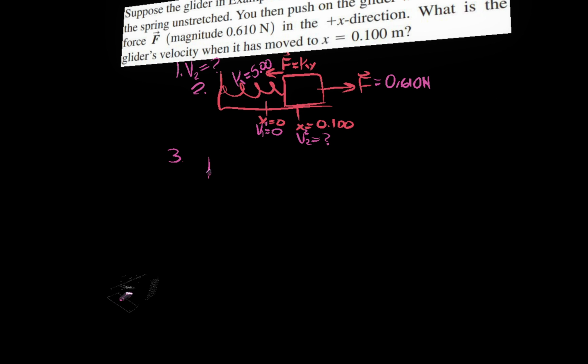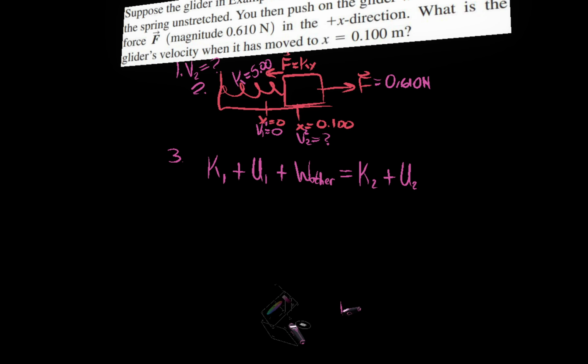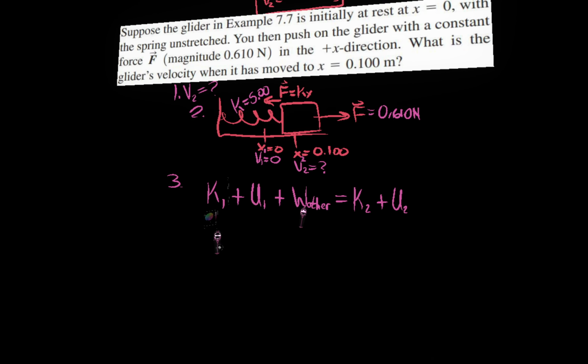We write out everything. K1 plus U1 plus work other is equal to K2 plus U2. Alright, so thinking about and identifying our points. I said it verbally, but here, when the box is at x equals 0, that's point 1. And here, where the box is at x equals 0.100, that's point 2.